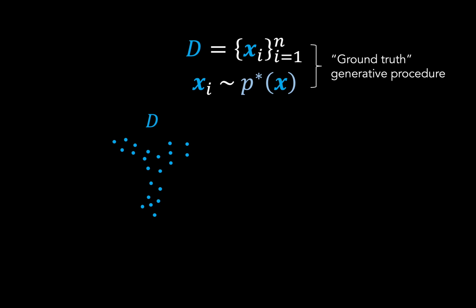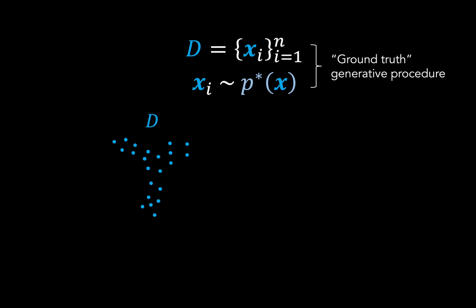Now, more formally, let's imagine that we have some dataset D, which is just a collection of points in our data space. Now, we imagine that these points in our data space have been sampled from some underlying data distribution p*(x). So p*(x) here is essentially our ground truth generative procedure, which gave rise to the samples in our dataset in the first place.